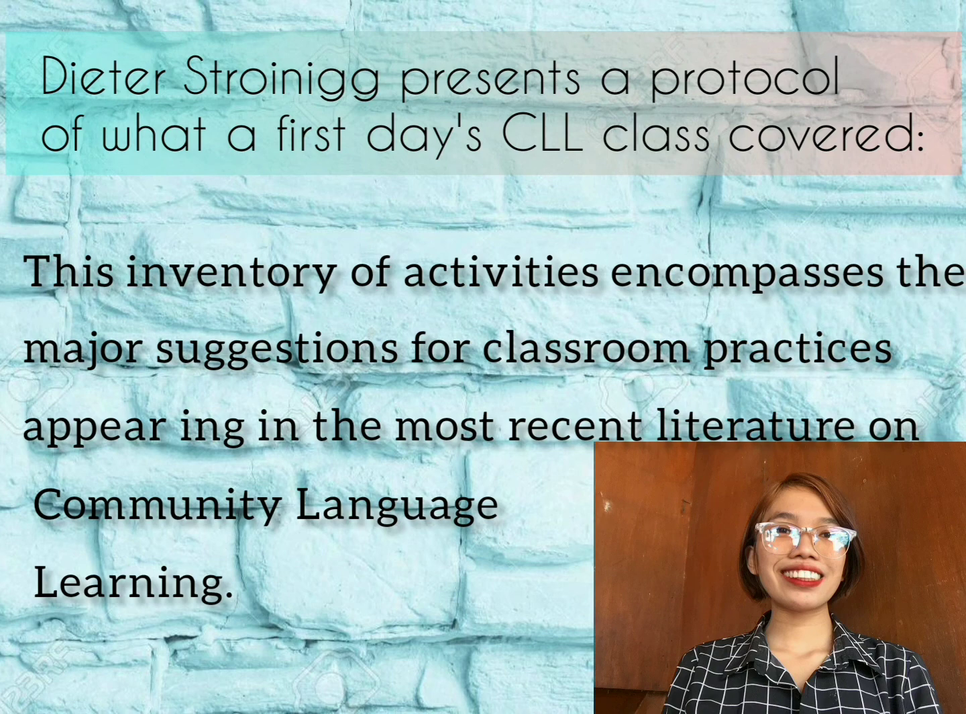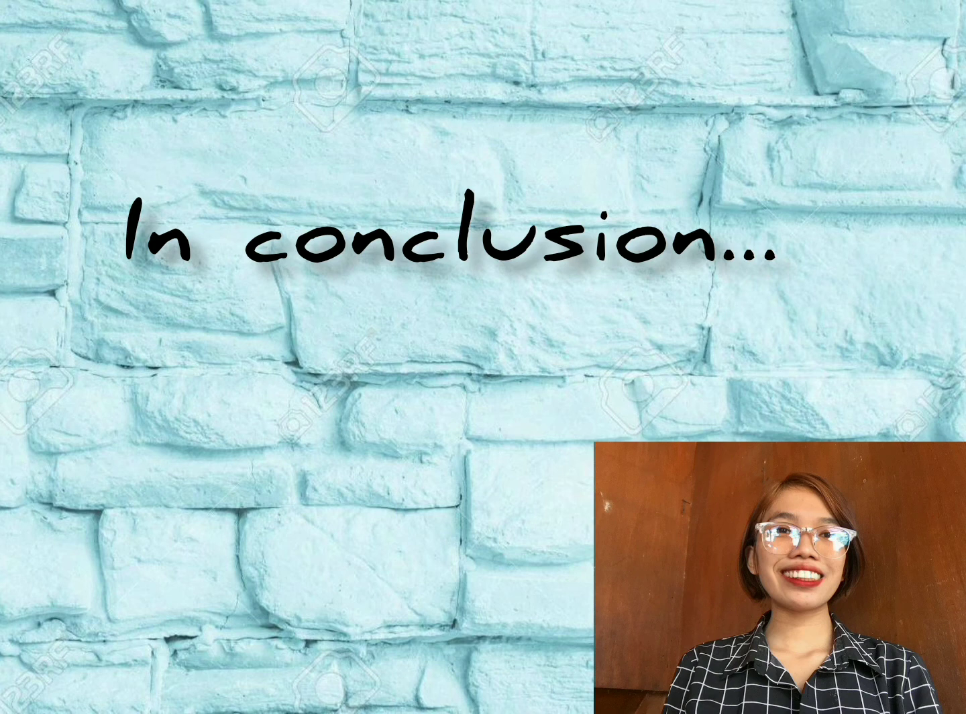This inventory of activities encompasses the major suggestions for classroom practices appearing in the most recent literature on CLL. Other procedures, however, emerge fortuitously on the basis of learner-knower interaction in the classroom context. In conclusion, community language learning is the most responsive of the methods we have reviewed in terms of its sensitivity to learners' communicative intent. It should be noted, however, that this communicative intent is constrained by the number and knowledge of fellow learners. A learner's desire to understand or express technical terms used in aeronautical engineering is unlikely to receive an adequate response in the CLL class.